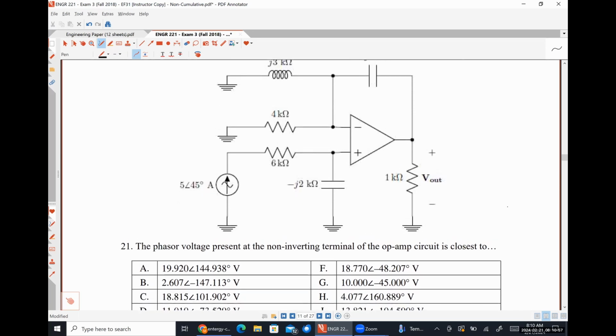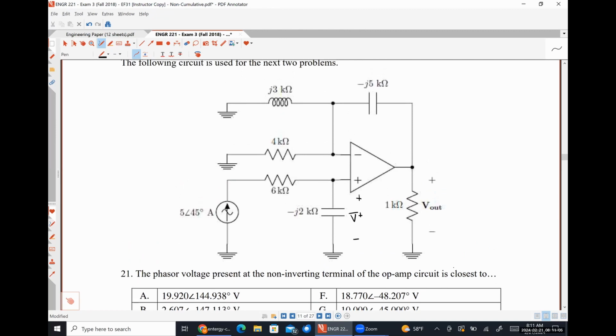So for number 21, we are looking for this voltage, which is hopefully very obviously just going to be, let me write it here. The phasor voltage V plus is just going to be 5 angle 45 degrees amps times negative. Let's make this milliamps just so that the numbers don't come out ridiculous. Apparently, I've got an issue with units on this test. Negative j2 kiloohms. And so that's going to be 10 angle negative 45 degrees volts, because 5 times 2 is 10. And positive 45 plus negative 90 is negative 45.